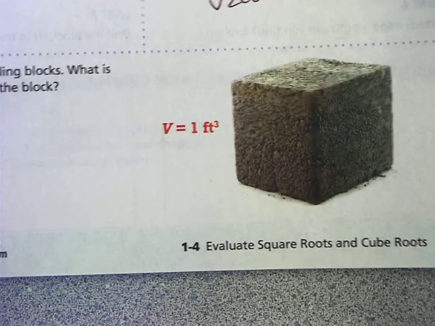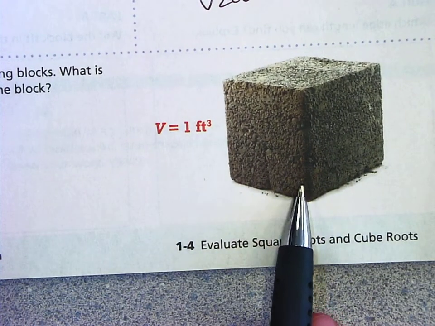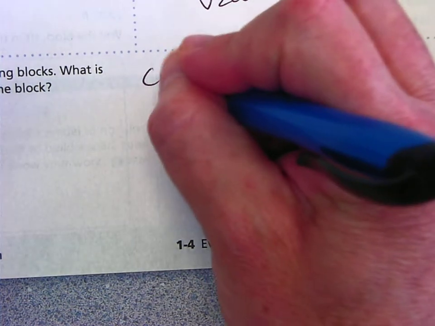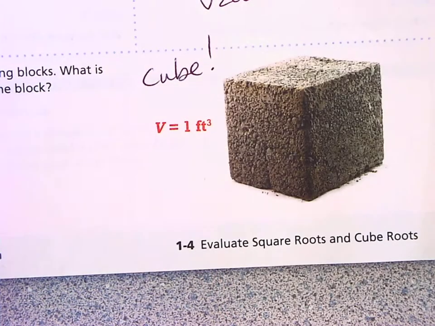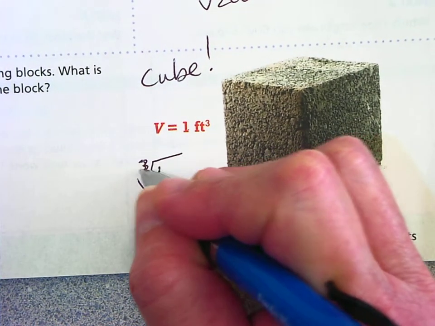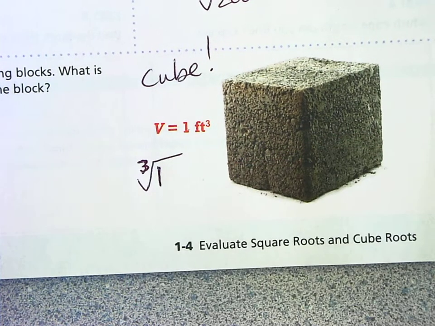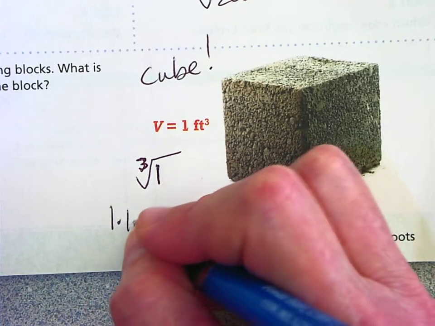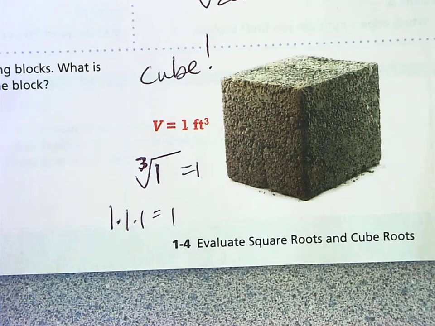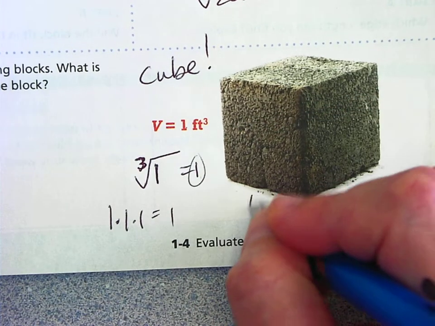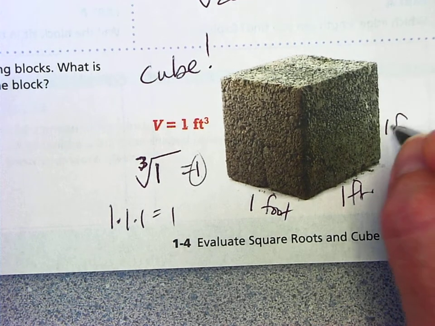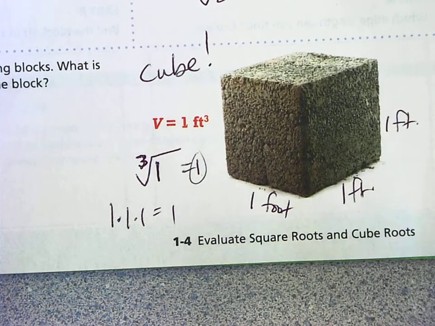Okay, let's keep going. Take a look at this one. Folks, what shape is this? It says volume, so I know it's 3-dimensional. So this is a cube. So since it's a cube, we're going to cube root the volume. So let's find the cube root of 1. Well, isn't 1 times 1 times 1 equal to 1? So the cube root of 1 is 1. And that means each side is 1 foot long, because 1 times 1 times 1 is 1.